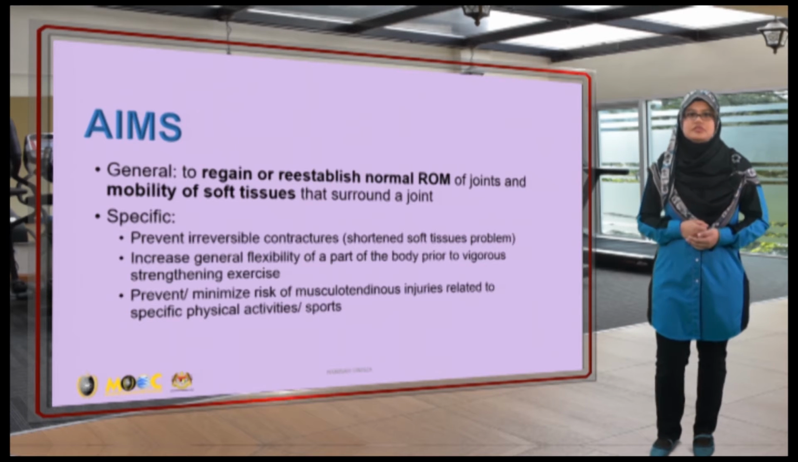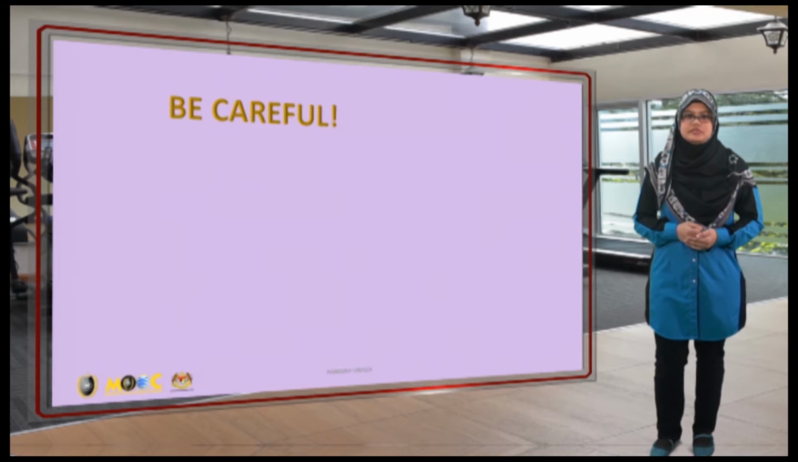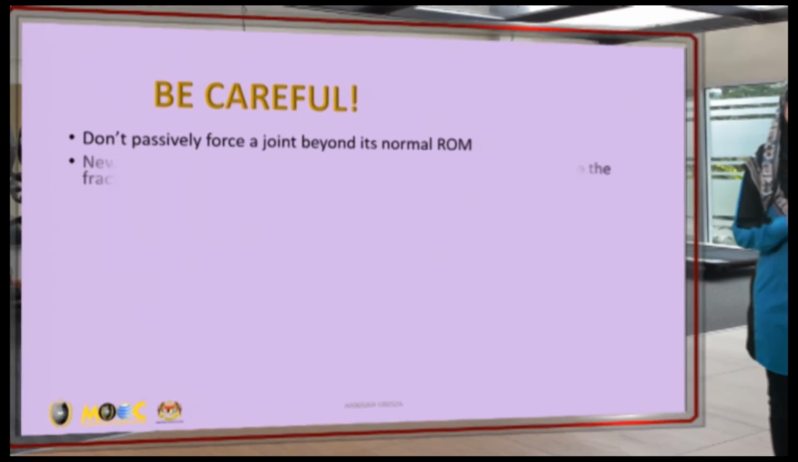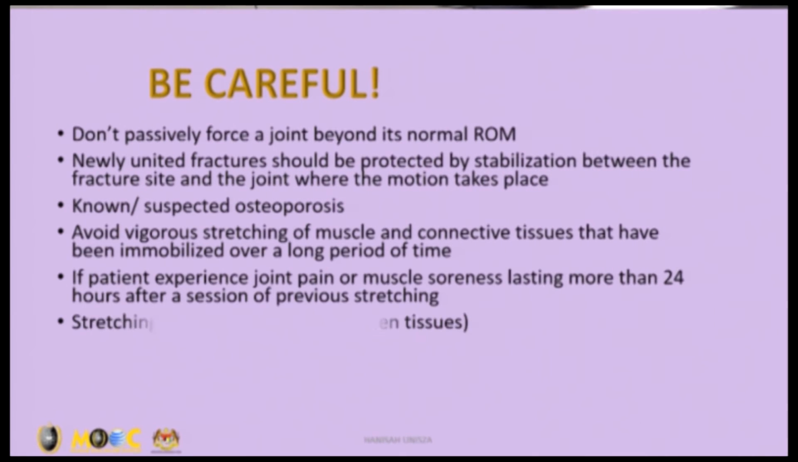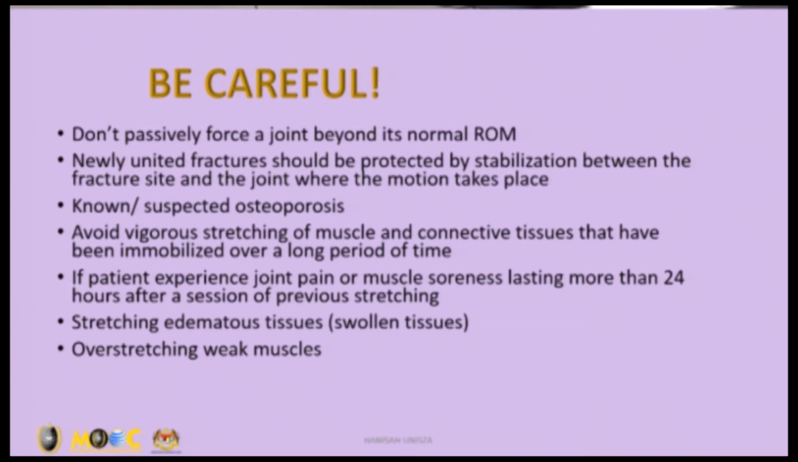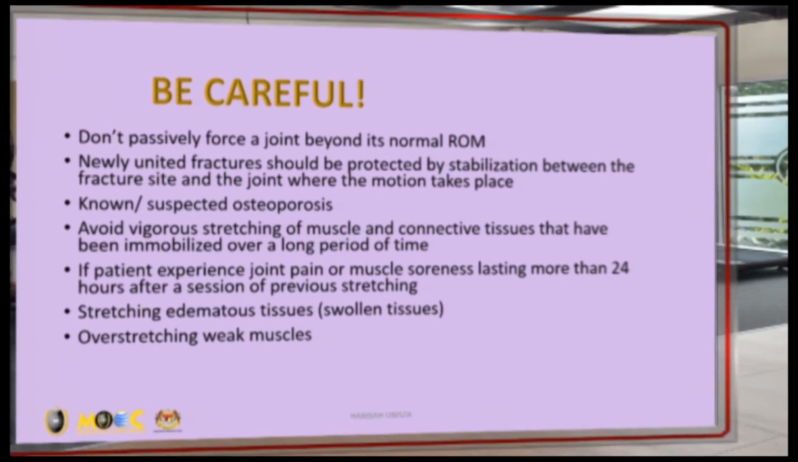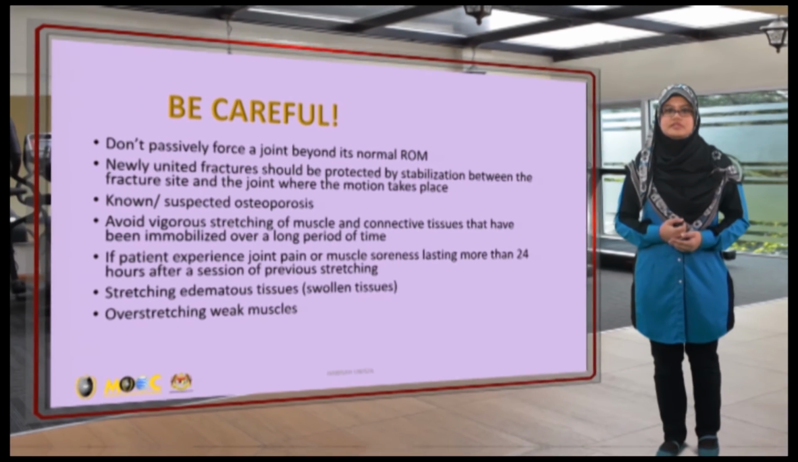Not all types of shortened soft tissue can be stretched. So, be careful with this condition and situation. Don't passively force a joint beyond its normal range of motion, like this. Newly united fractures should be protected by stabilization between the fracture site and the joint where the motion takes place.